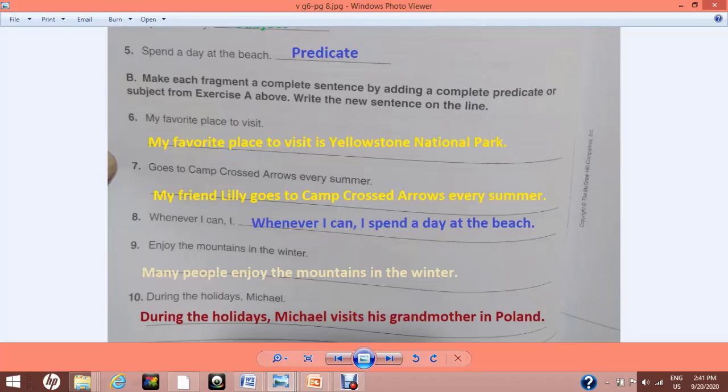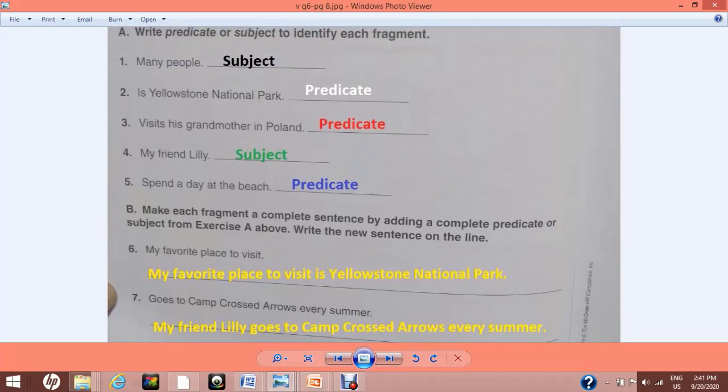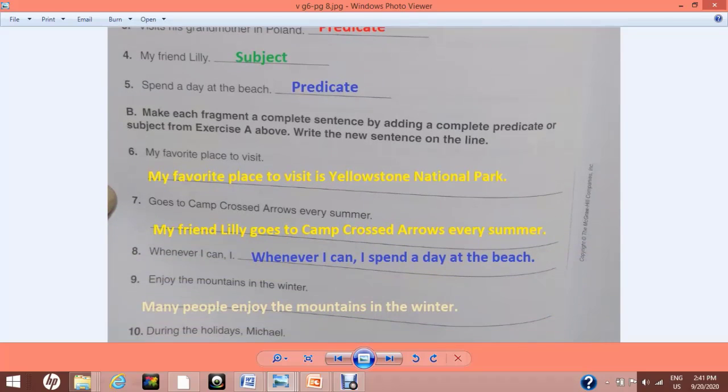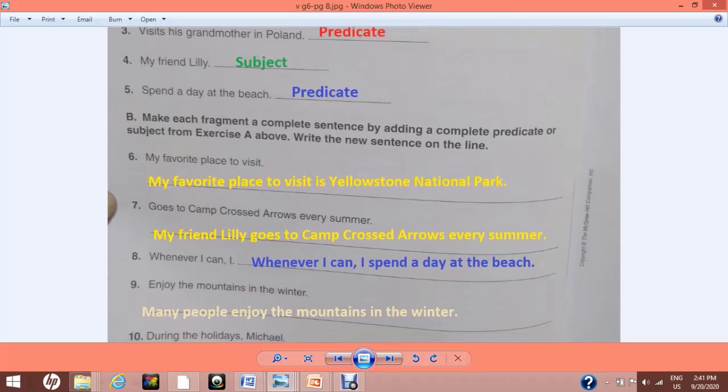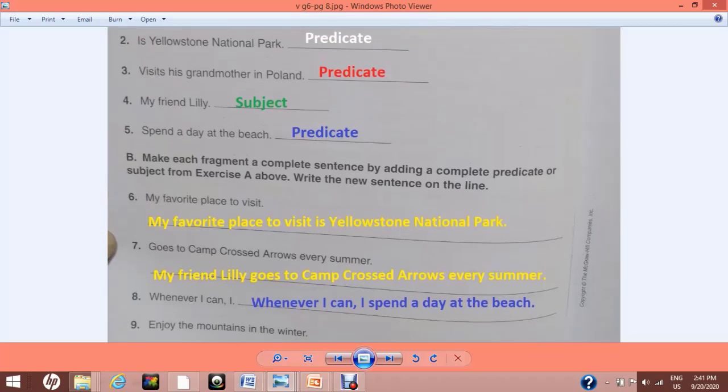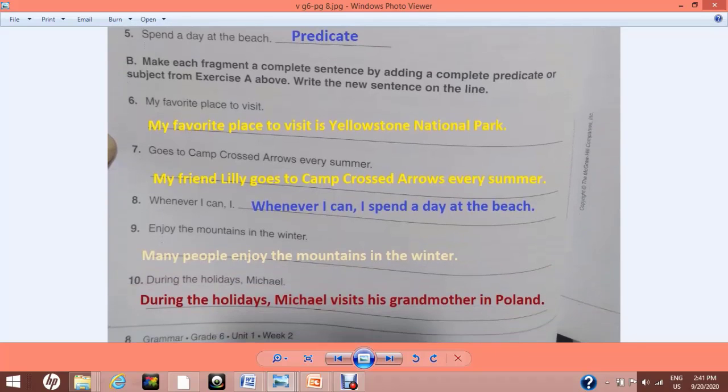Number 7, goes to Camp Cross Arrows every summer. Now that is a predicate, so we need a very good subject to convert this predicate into a sentence. So I will choose this one. Number 4, my friend Lily goes to Camp Cross Arrows every summer. Number 8, whenever I can, I spend a day at the beach. Now I have chosen this predicate from exercise A and joined it with question number 8. Whenever I can, I spend a day at the beach.